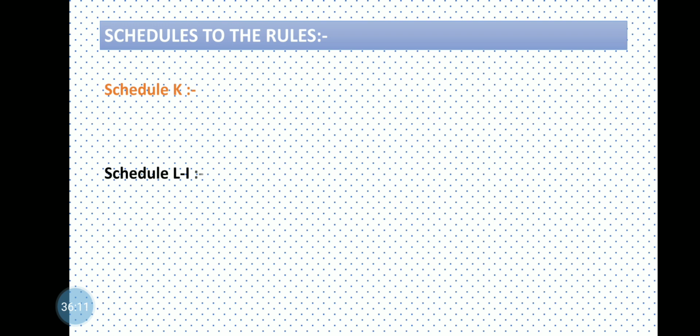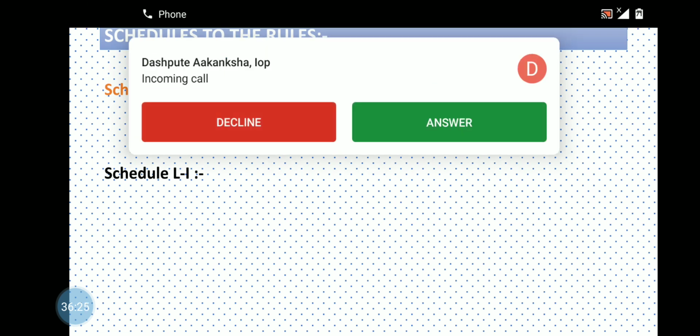Then next, that is your Schedule L1, that is Roman 1. It stands for good laboratory practices and requirement of premises and equipment.